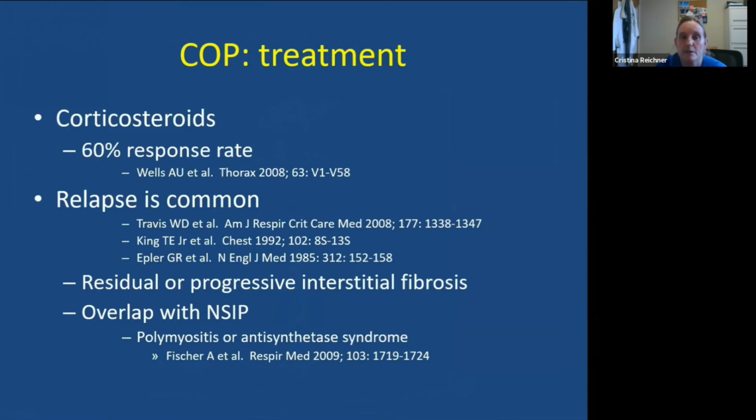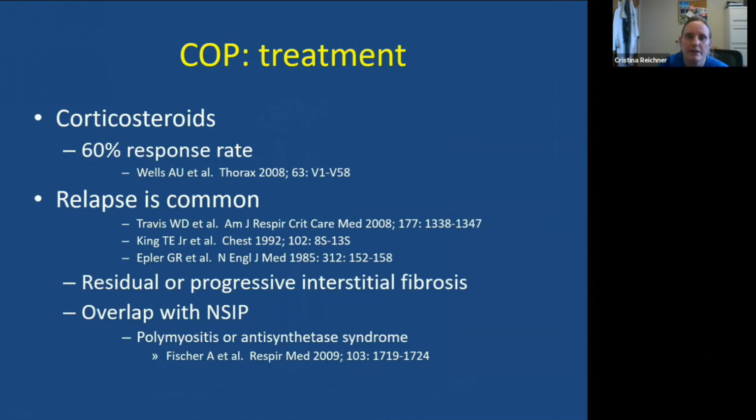The main treatment is corticosteroids. Most patients have a good response, but they tend to relapse. So you sometimes have to use a longer course of duration. And some of them will be left with a little bit of progressive interstitial fibrosis.